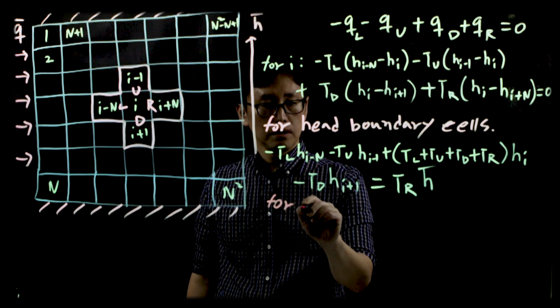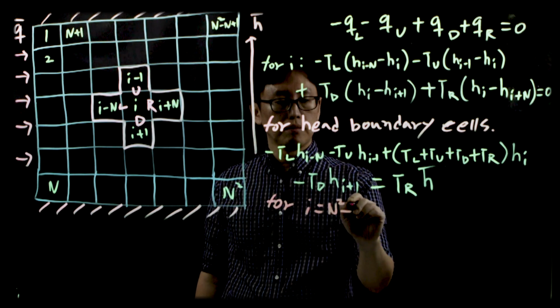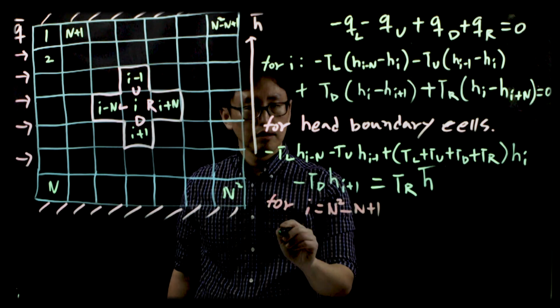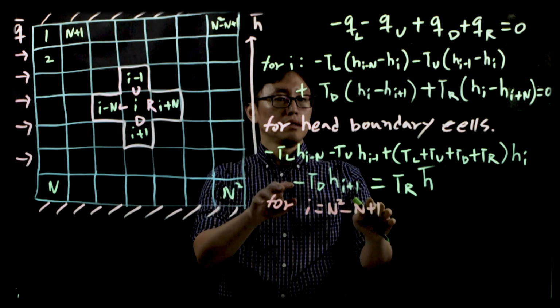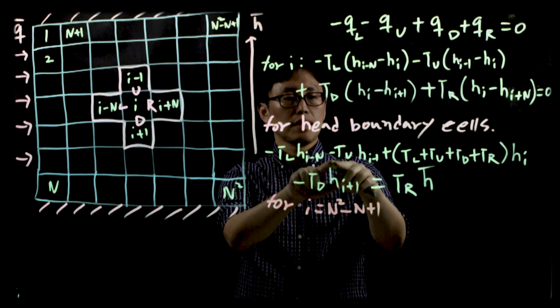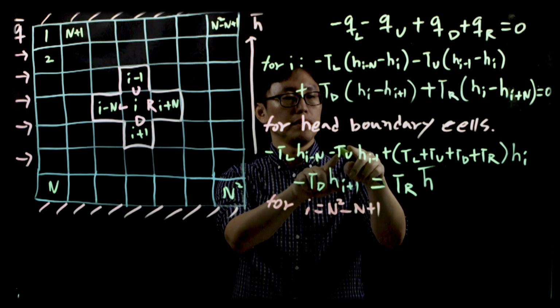For cell n square minus n plus 1, we have again this equation used, but we need to cancel out the upper term, the up interface term.